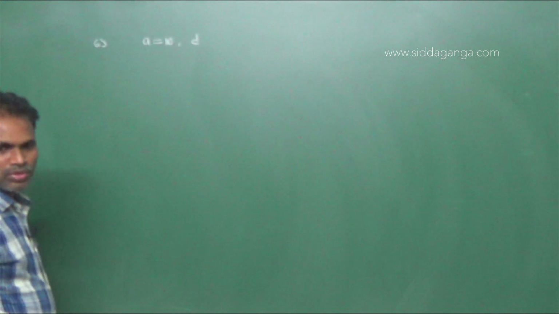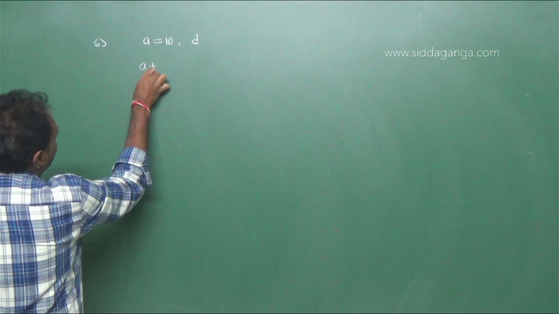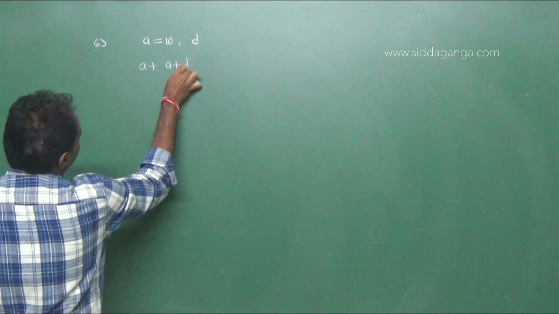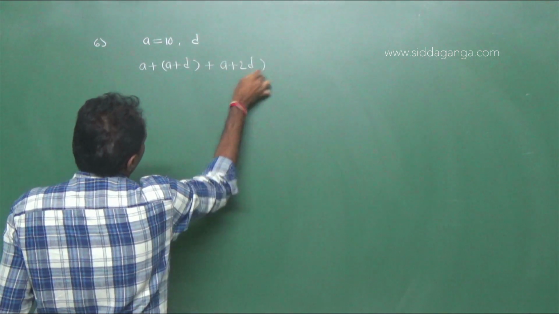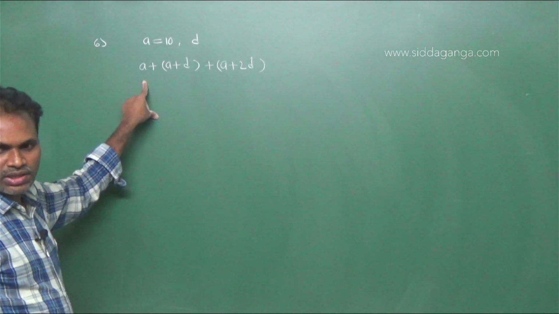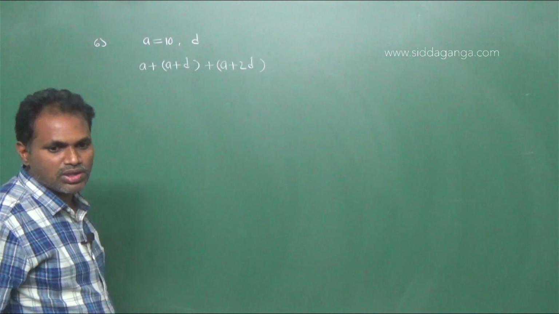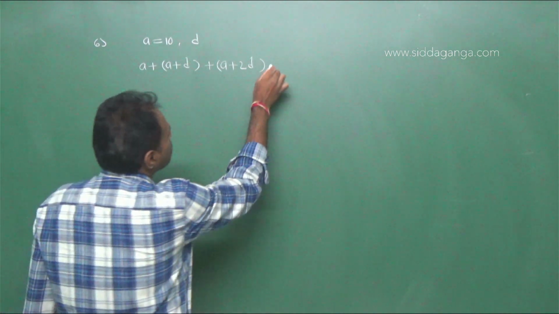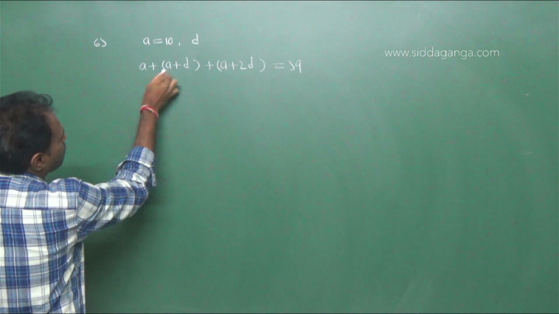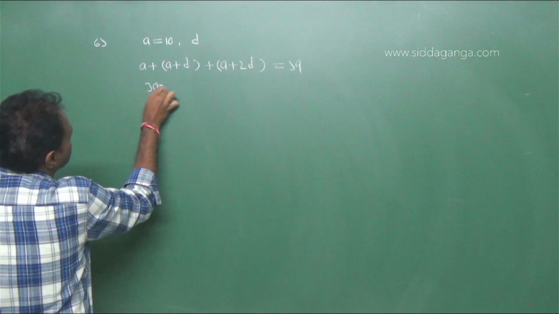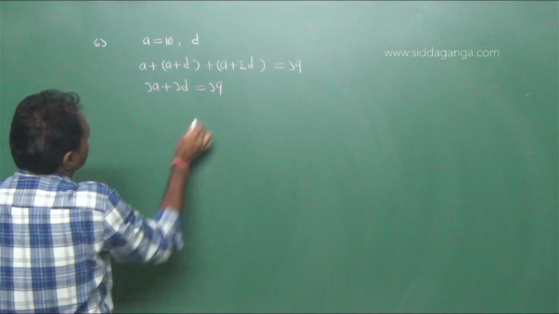Now the sum of the first three terms. The first term I am taking A, the second term is A plus D, and the third term is A plus 2D. The sum of the first three terms is equal to 39, given. Therefore, A plus A, that is 3A, plus D plus 2D, that is 3D, equal to 39.